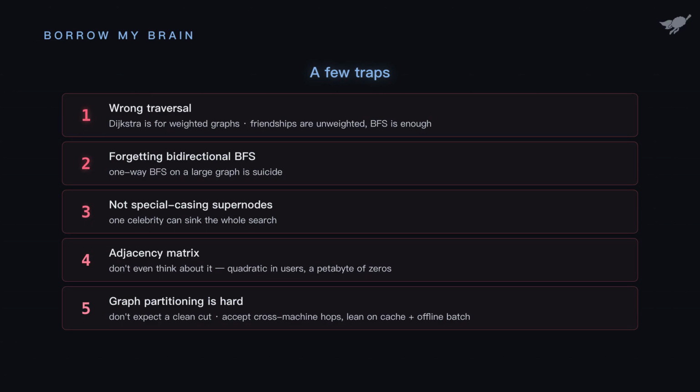2. Forgetting bidirectional. One-way BFS on a big graph is suicide. 3. Not special casing supernodes. One celebrity can drag down the entire search. 4. The adjacency matrix. Don't even think about it. 5. Graph partitioning is hard, so don't count on a perfect split. Accept the cross-machine hops and lean on caching and offline batch computation to cover you.